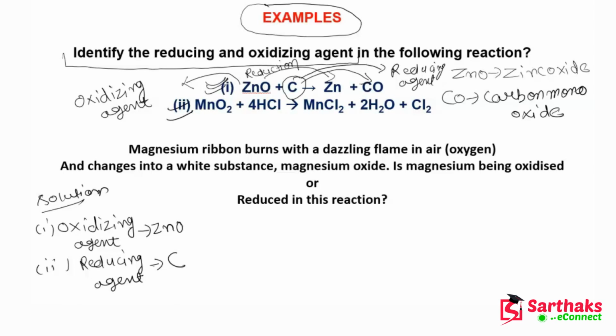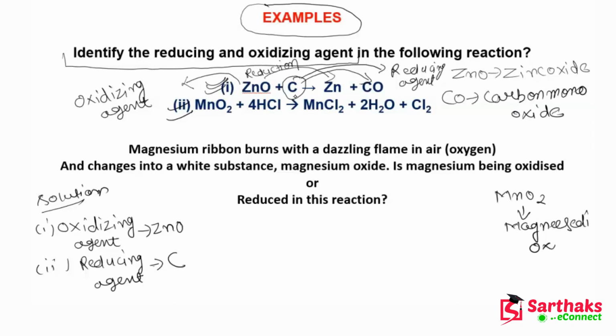Here we have been given this equation, and we have to find out which substance is getting oxidized and which is getting reduced, so that we can identify the oxidizing and reducing agent. MnO2 is basically manganese dioxide.